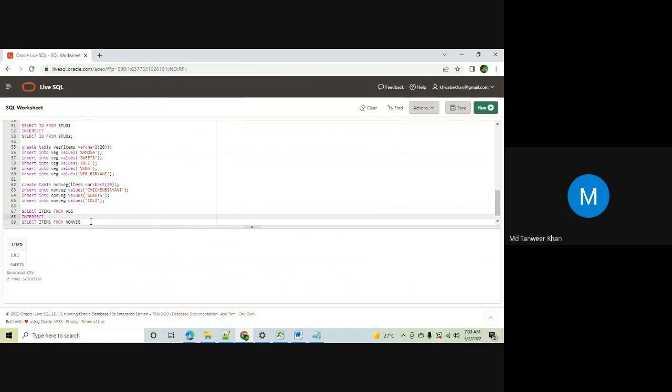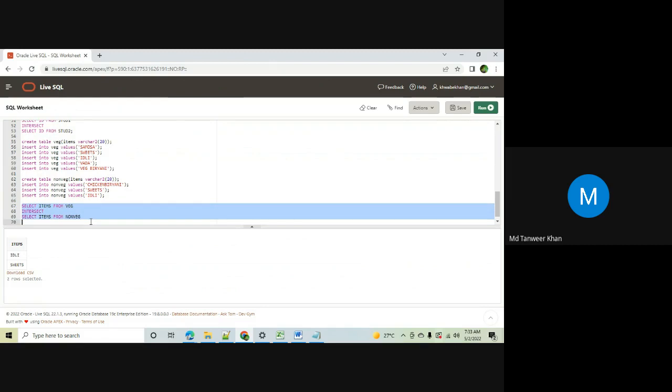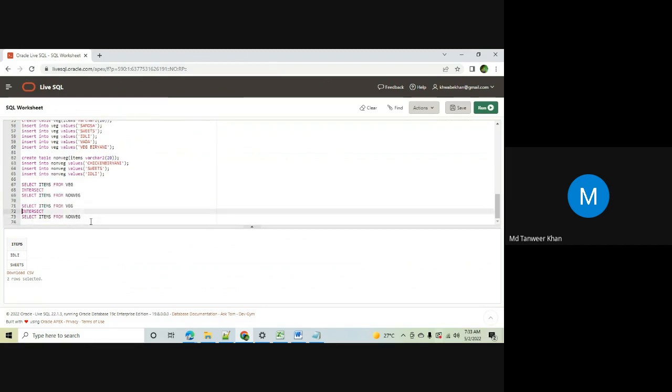Now if I ask you to tell me the distinct items which were served, taking together veg and non-veg, which command do I have to use? Union. Chicken biryani, idli, samosa, all these things. These are the distinct items which were served, right?